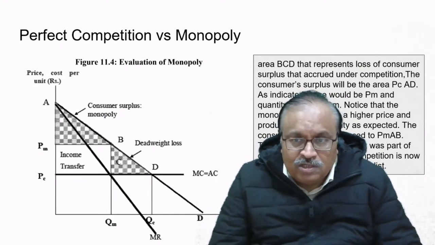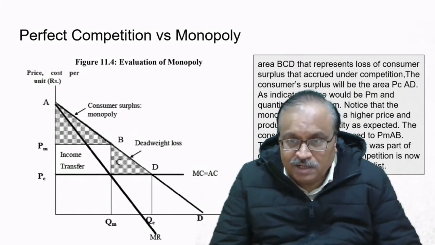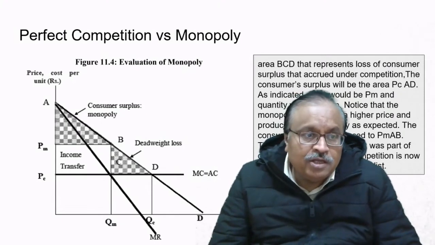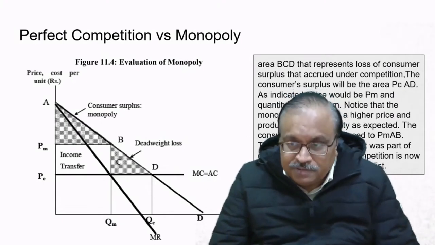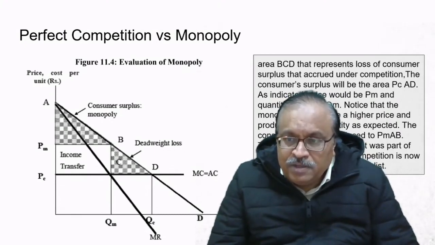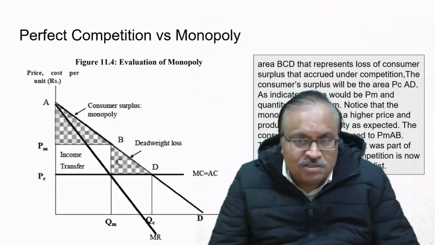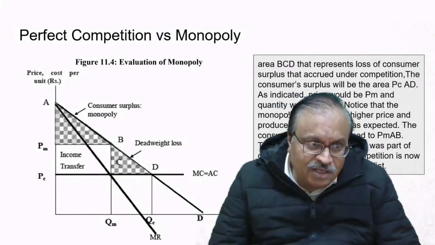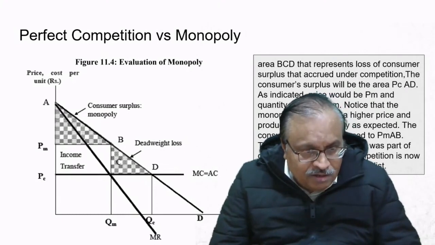Notice that the monopolist will charge a higher price and produce a lower quantity, as expected. The consumer surplus is reduced to PMAB. So PMAB is just above the PCD line. The rectangle PMBC that was part of consumer surplus under competition is now economic profit for the monopolist.